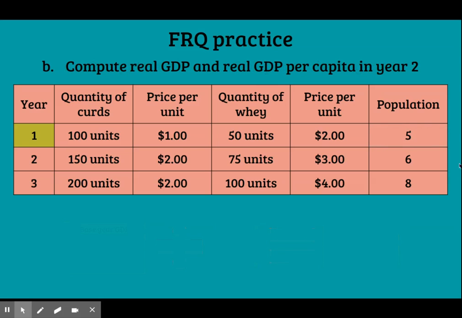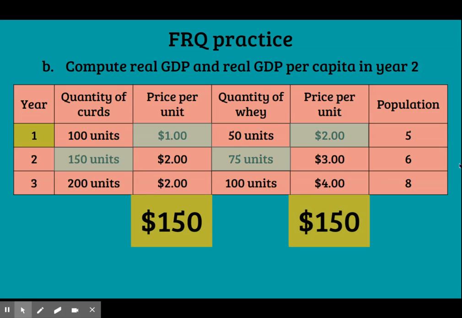Question B wants us to find the real GDP and the real GDP per capita for year 2. To do so, we need to take the curds units from year 2 and the curds prices from our base year, year 1, and multiply them. That gives us $150. Next, we'll take the whey units from year 2 and the whey price from year 1, multiply them together, and you get $150 again. Add them up, and you get a real GDP for year 2 of $300.